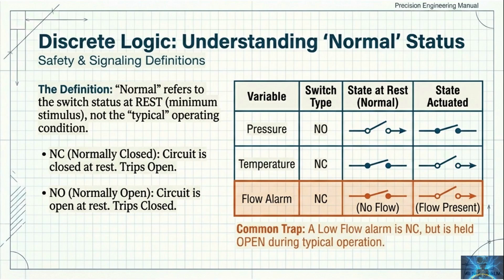Discrete logic, understanding normal status. This is a classic controls trap. Normal means the rest state, minimum stimulus, not typical operating condition. That low-flow alarm example is perfect. It can be normally closed, but held open during normal flow. Message: always define normal by physics at rest, not by what the process usually does.